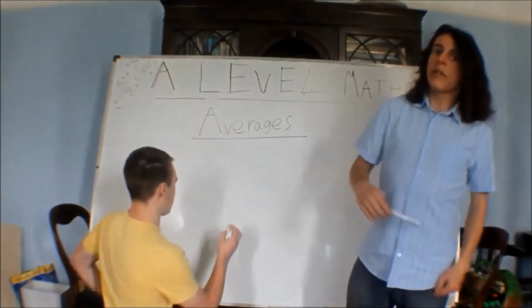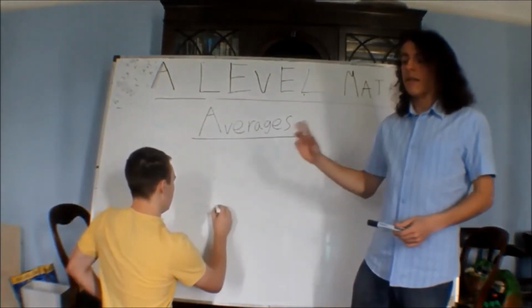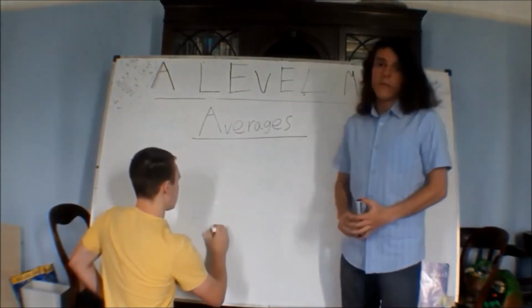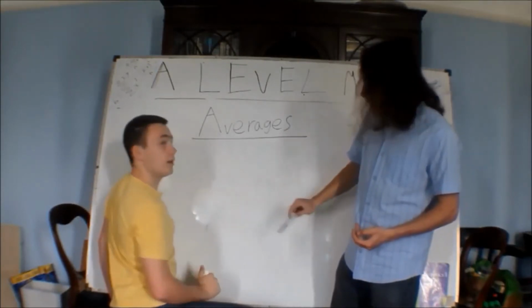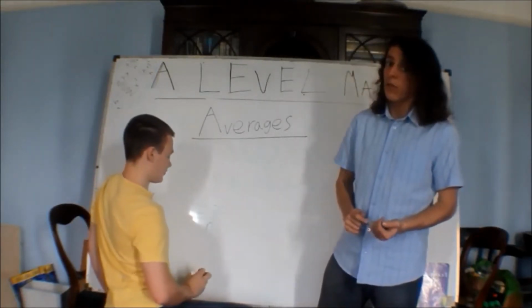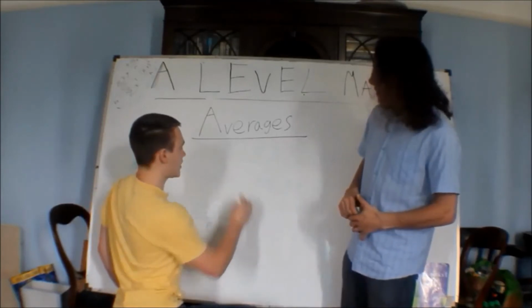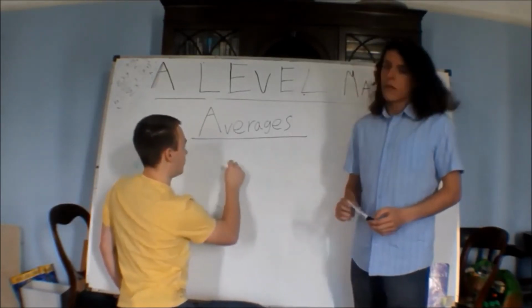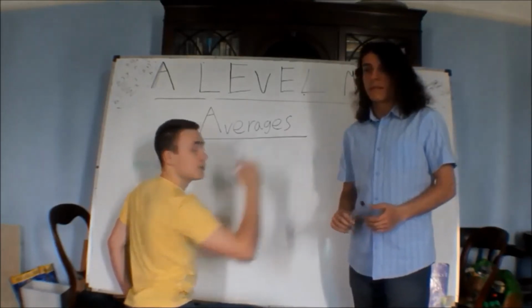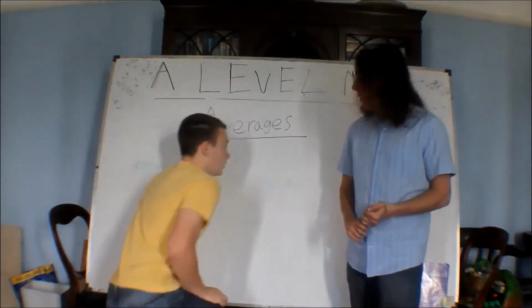That's when you have all of the numbers, write them all up, and divide them by how many numbers there are. So, now at A-level, we have special language. That is sigma x, which are all the values, divided by n, which is the total number of values that there are. So in this case, it would be 1 plus 1 plus 2 plus 2 plus 3 plus 3 plus 4 plus 4 divided by 1, 2, 3, 4, 5, 6, 7, 8. And that would give us our mean.